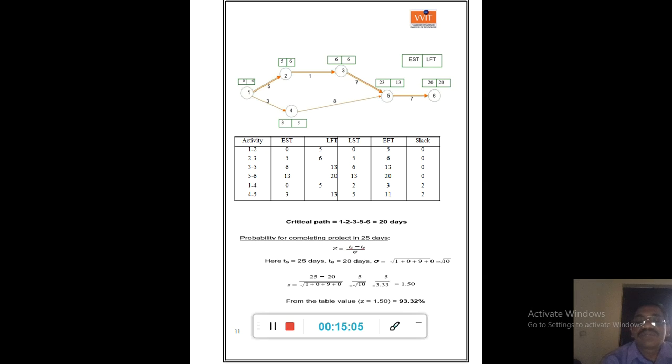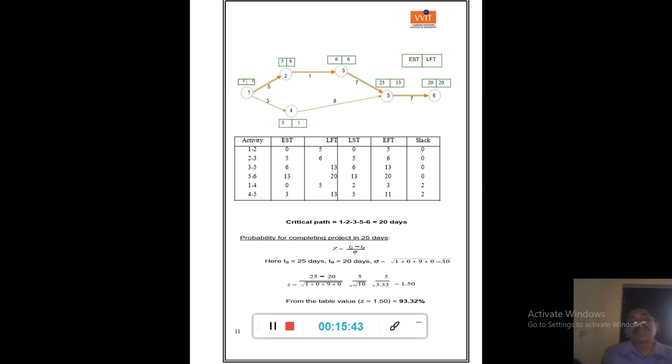So what is the formula for slack? Slack means LFT minus EFT, or you can take LST minus EST. So if you look at LFT minus EFT, 5 minus 5 is 0, 6 minus 6 is 0, 13 minus 13 is 0, 20 minus 20 is 0, 5 minus 3 is 2, 13 minus 11 is 2.